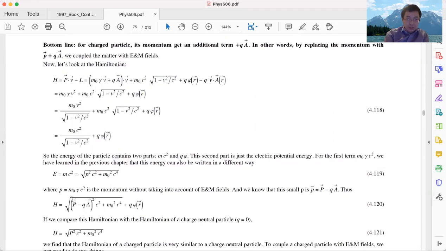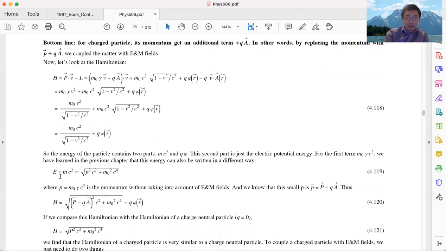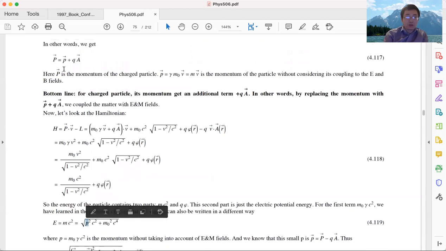Now let's look at the Hamiltonian, or the energy, a little bit more. We know that the energy, the kinetic energy more precisely, the first term of the energy, if we don't look at the potential, can be written in terms of mc squared. We can also write it in terms of the square root of p squared c squared plus rest mass squared times speed of light to the power 4. And this p I want to highlight is the small p. The small p is this guy.